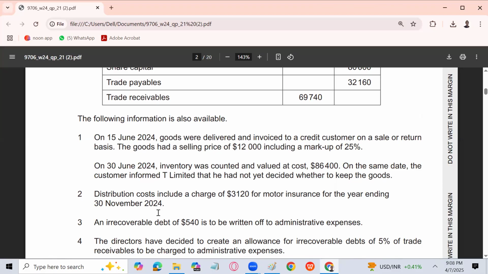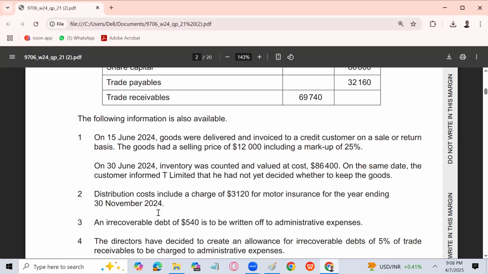So how are we going to calculate it? 3,120 into 5/12. Because 3,120 is the motor insurance for the whole year, for 12 months. But it is paid for 12 months ending 30th November. So it means that after June, the whole insurance, whatever has been paid, is prepaid. So we'll calculate 3,120 into 5/12, because July, August, September, October, November, 5/12.